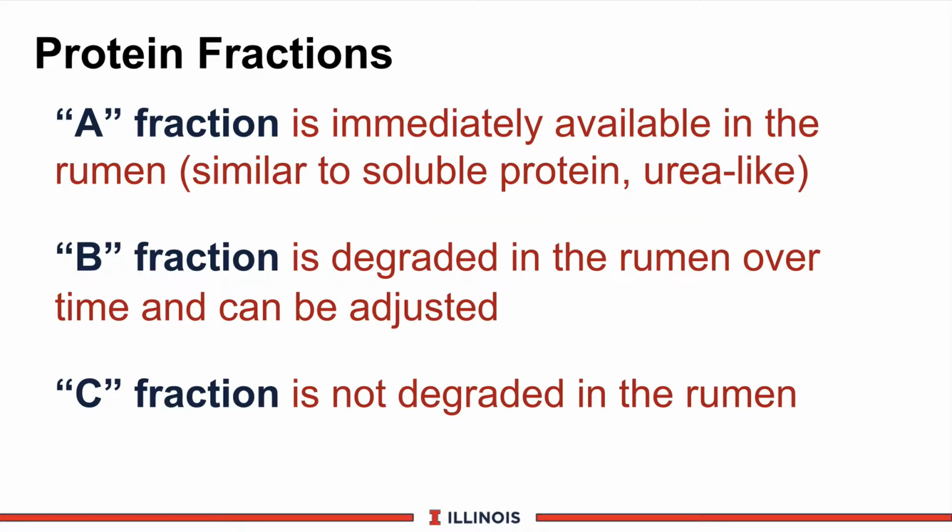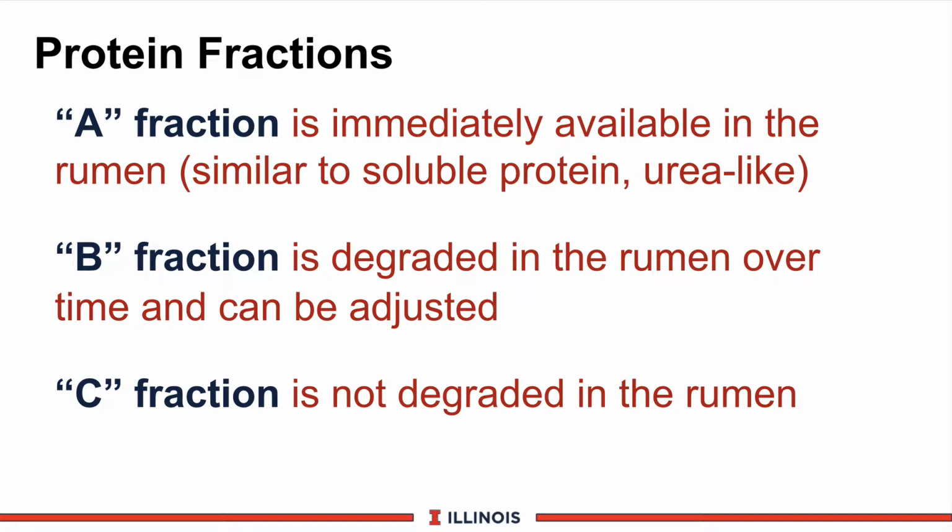Three fractions will be found in the feed tables, which we'll discuss in more detail later. The first fraction is called the A fraction. That fraction is immediately available in the rumen. Very similar to soluble protein, which is not listed in the new NRC, even though some of us like to use that, or you might call it a urea-like product. Milk casein would fall in that category as well as urea. It goes very, very quickly. We need a very rapid source of rumen fermentable carbohydrate so the microbes can grab this so it doesn't spill over into the bloodstream and raise the blood urea nitrogen and milk urea nitrogen values.